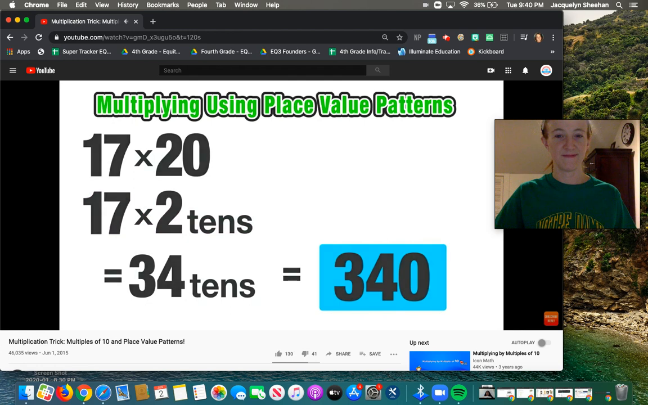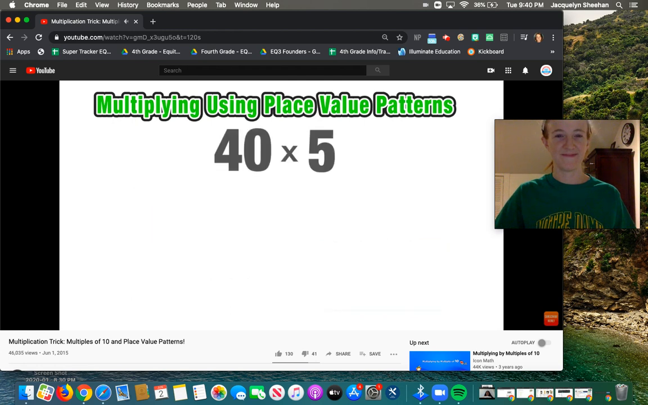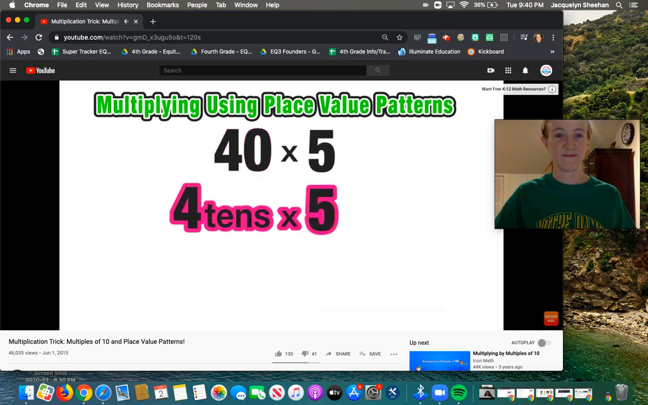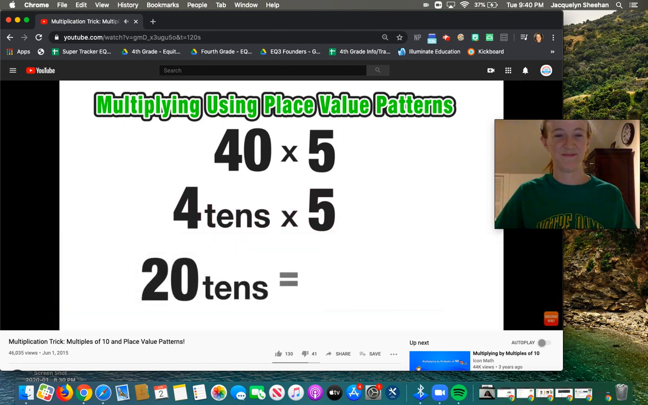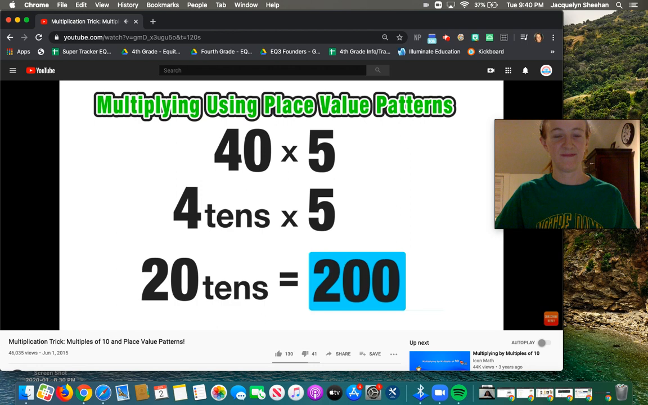For our next example, we want to find the product of 40 and 5. Now we're going to rewrite 40 as 4 tens. And again, we want to multiply this by 5. So 4 tens times 5 would equal 20 tens. And 20 times 10, or 20 $10 bills, would equal 200.